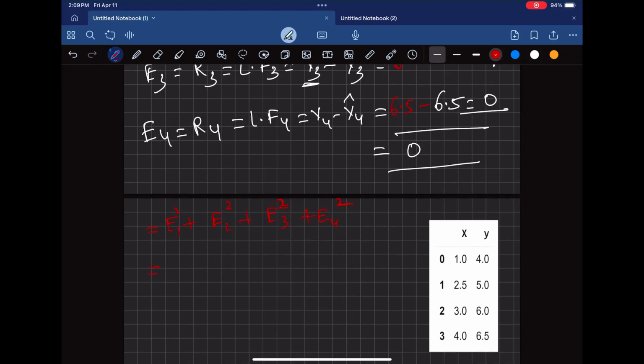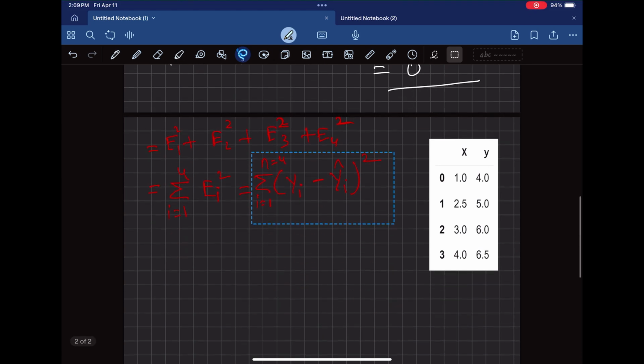If you want to write it in one statement, then summation i equal to 1 to 4 of e_i whole square. What is error? Actual value minus predicted value, whole square, summed over i equals 1 to n, where n is equal to 4. This is the formula. Keep in mind, this is a very important formula. We have the residual formula. We can call it the sum of squares of residuals.